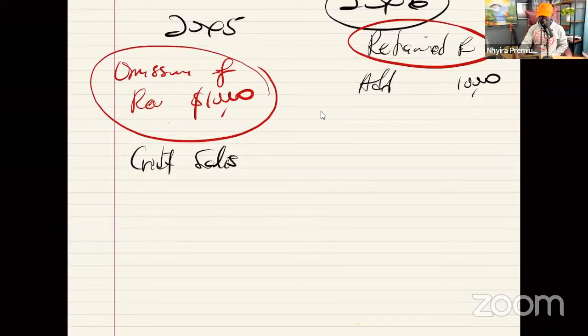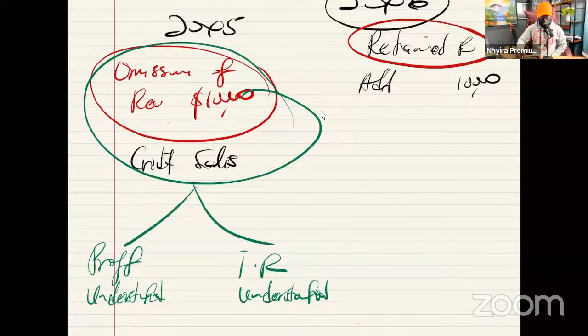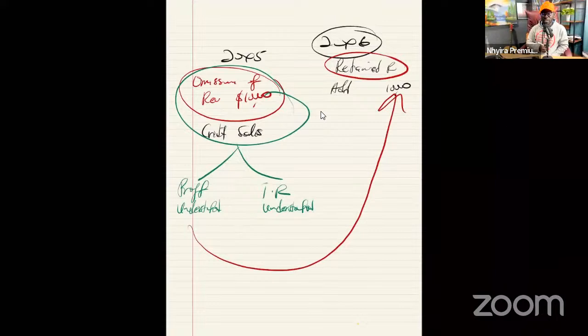If it was credit sales, then for this whole transaction, two things happened. Profit was understated, and trade receivables was also understated. So if we are correcting it now, the profit that has been understated is what we will be adding back to the retained earnings. Then the trade receivable that has been understated, when we go to the statement of financial position, we'll add it to the trade receivable figure that is on the face of the statement of financial position. That is the idea about prior period errors.